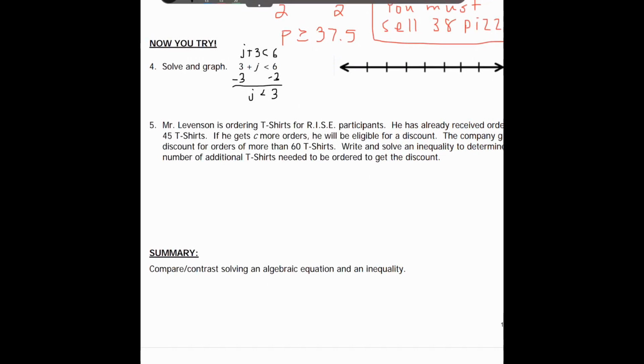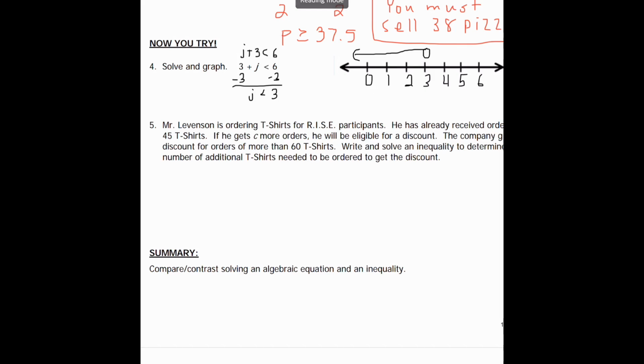Let's head over to our graph to look at what that looks like. Going to place the number 3 in the middle, then 4, 5, 6, and 2, 1, 0. I'm going to place an open circle above 3. That is going to stay an open circle because it is less than. And the less than symbol says we will point to the left. And that is the answer to number 4.